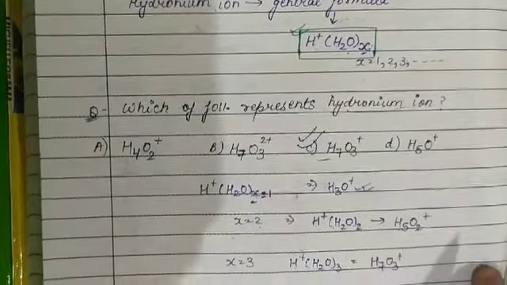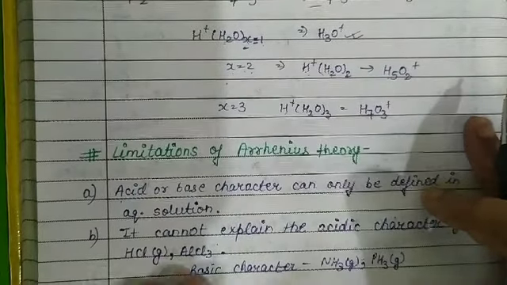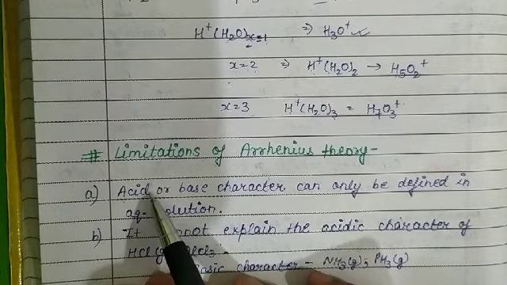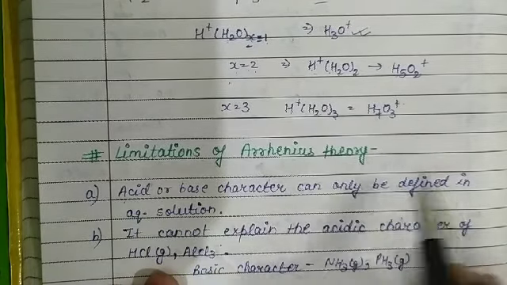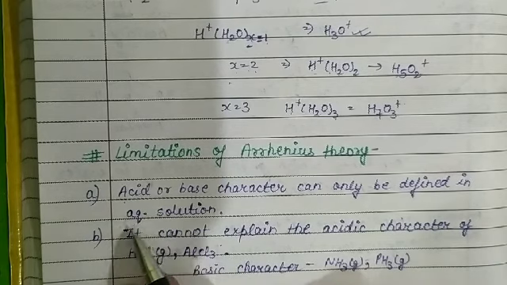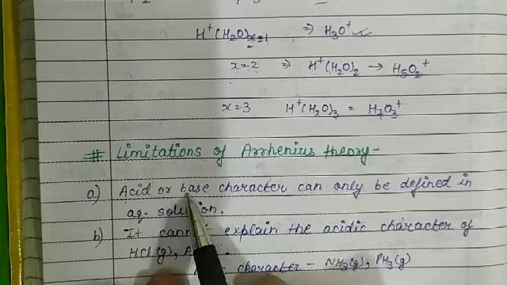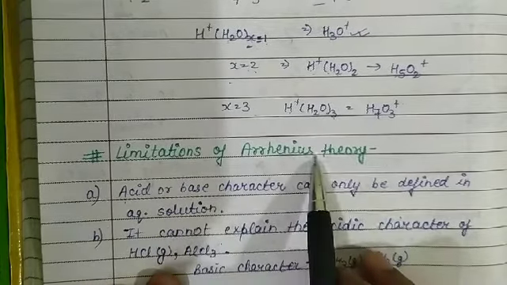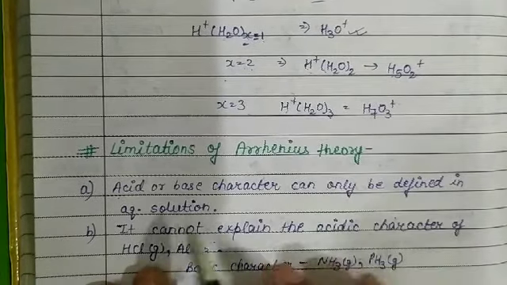Now see the limitations of Arrhenius theory. What are the limitations of Arrhenius theory? The acidic or basic character can only be explained in aqueous solution. So basically we are defining acid or base when the acid or base is dissolved in water. So acid or base character according to Arrhenius theory can only be defined in aqueous solution.